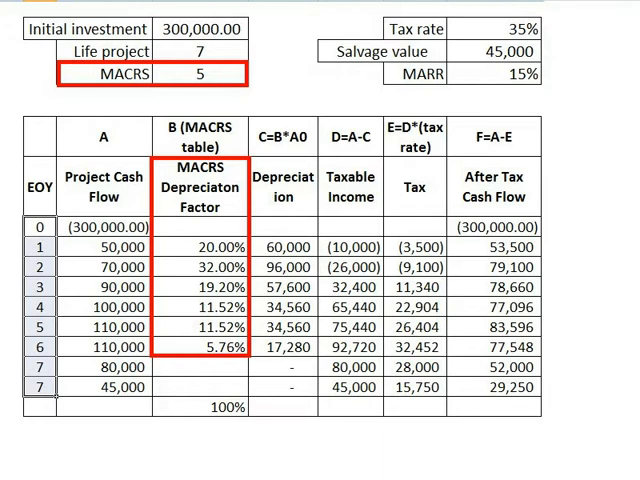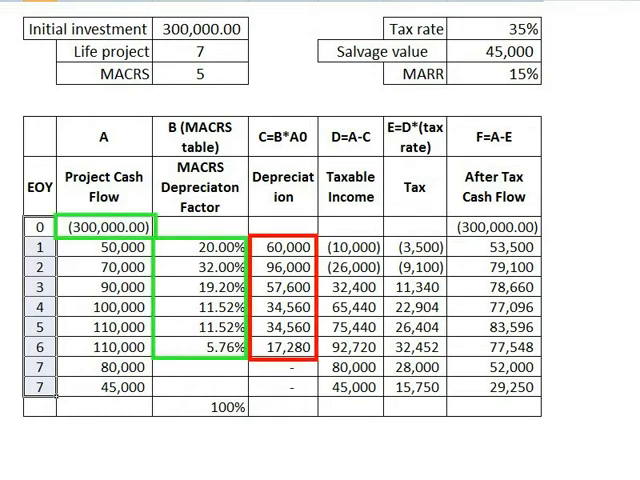The second column represents the MACRS depreciation factor, and for this we are using the table for 5 years. Even if the life of the project is 7, depending on the nature of the project, that's what is actually used as the number of years for depreciation. In this particular case, we're making the assumption we are allowed to depreciate in only 5 years. The computation for the actual depreciation is expressed in column C. In this example, column C is computed as the factors in column B times row 0 in column A, the initial investment. So 20% of 300,000 is 60,000 and 32% of 300,000 is 96,000, and so on.